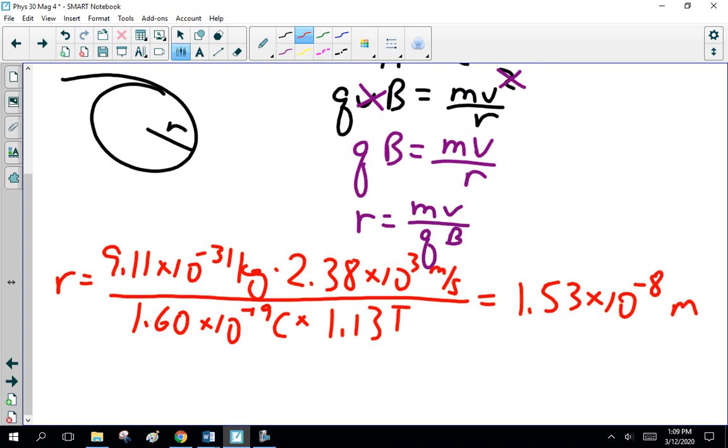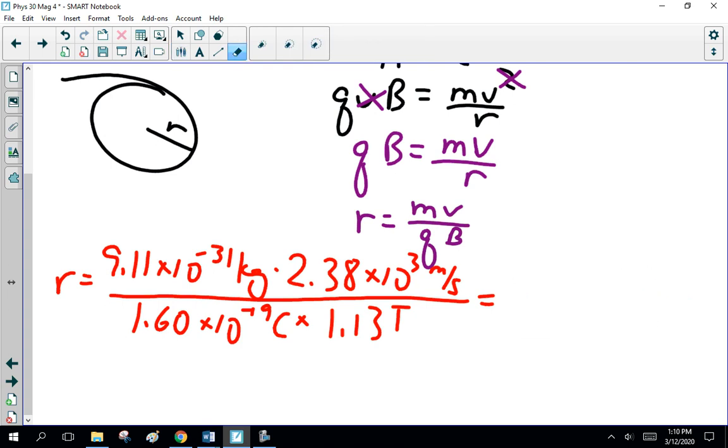Hang on. Now, one student just said 1.53 times 10 to the 8 meters. So let's do some estimation. I know 9 times 10 to the minus 31. 9 times 2 is 18, so minus 31 times 3 is minus 28. Minus 28. Okay, that sounds better. 1.19 times 10 to the?